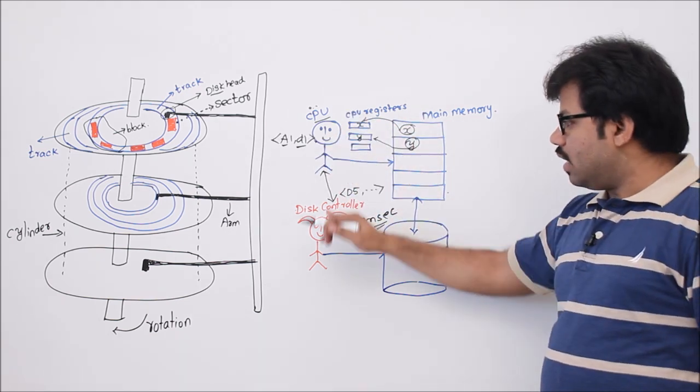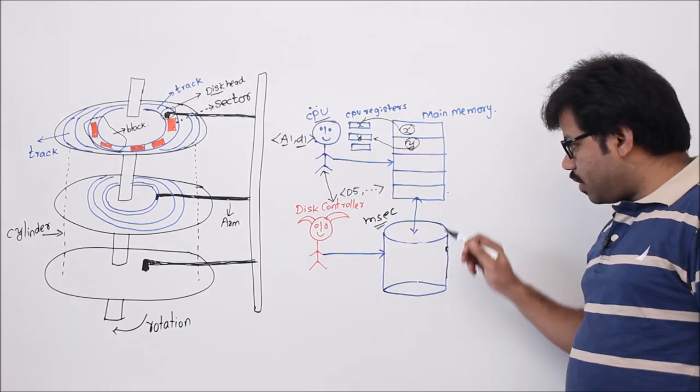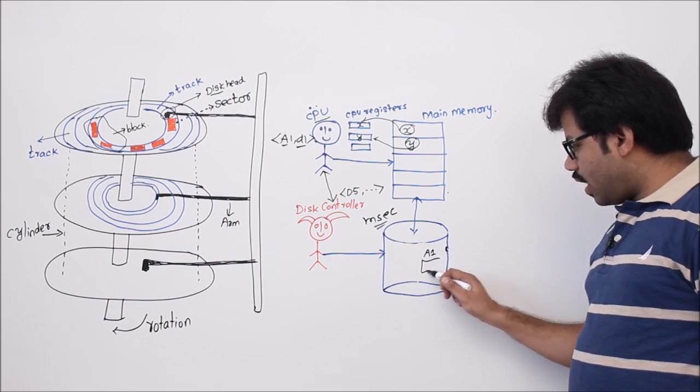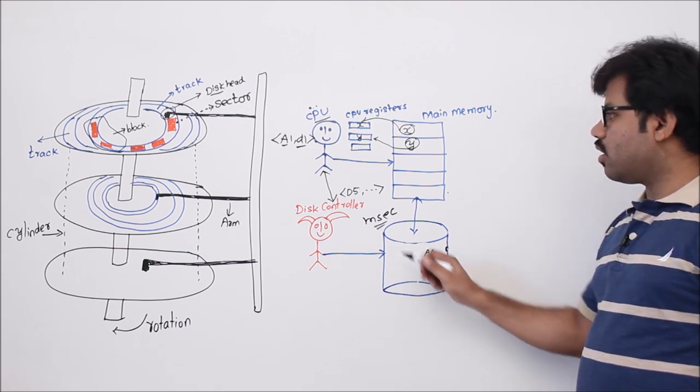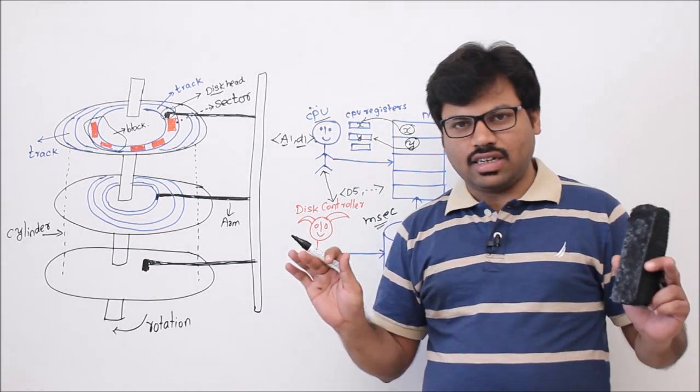So once the disk controller gets the data and address, it will go to the particular address, because the disk controller knows where address number 1 is. It will go there and store the data. After that it will give a signal to the CPU, then the CPU understands that the work is done.